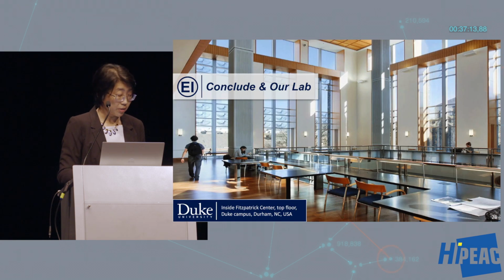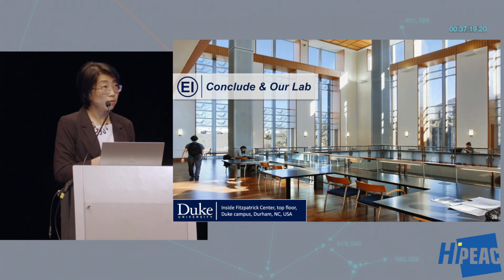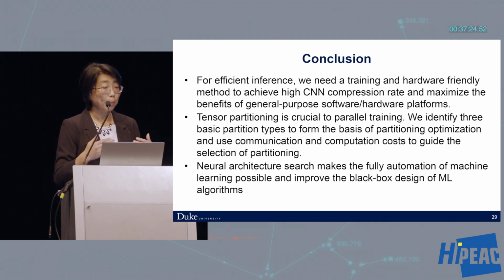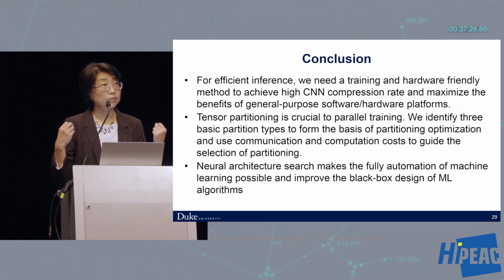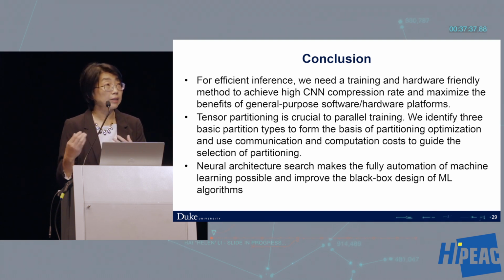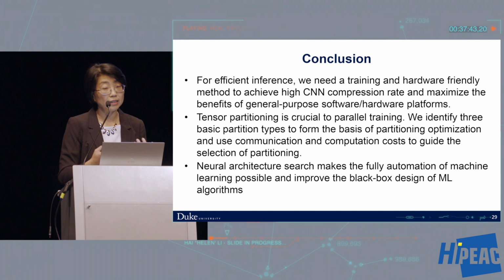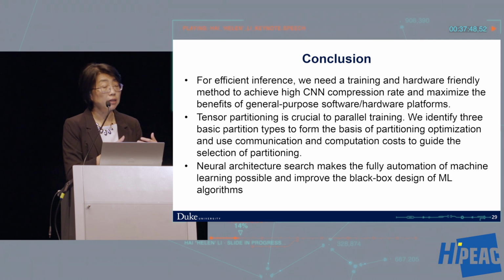Okay, so this concludes the details of my talk. I partitioned my talk into 3 particular works. The first 2 works are talking about efficient implementations, and the first is talking about efficient inference. Basically, we need a training and hardware-friendly method to achieve a better CNN or other neural network methodologies. And the second, tensor partitioning, is primarily focusing on parallel training.